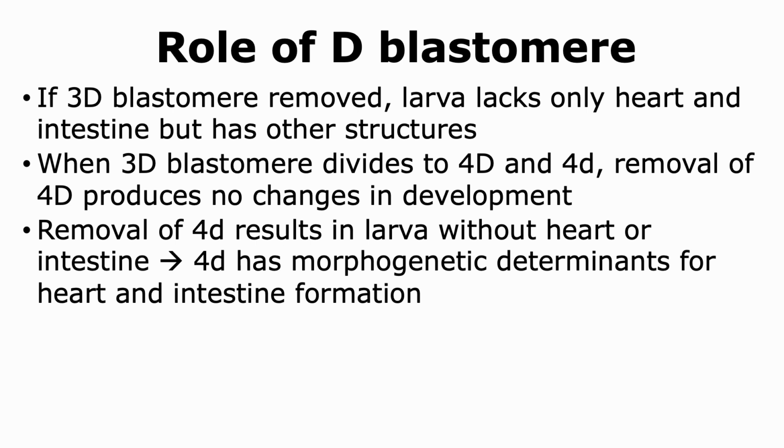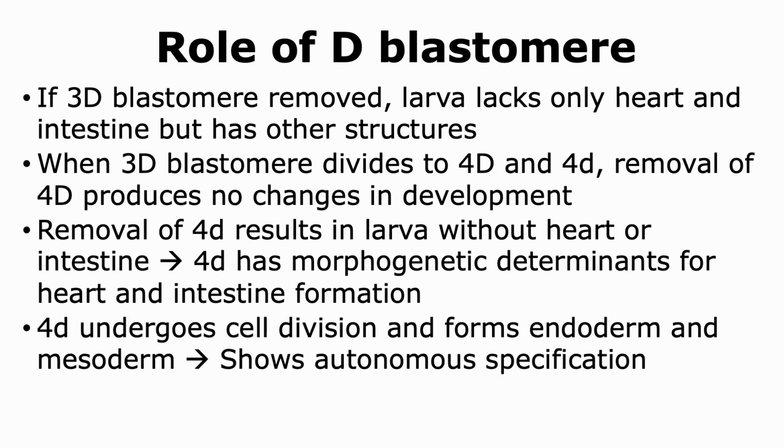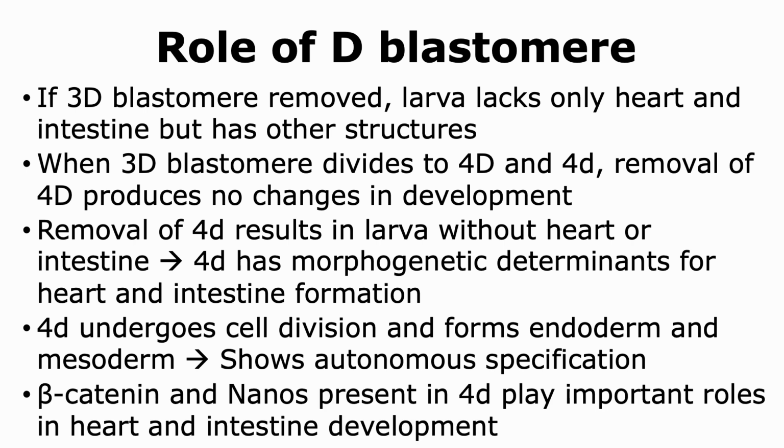This shows that the small 4d blastomere has morphogenetic determinants that are required for the formation of the heart and the intestines. The small 4d micromere is able to undergo cell division to form cells that will form the endoderm and the mesoderm, and hence it shows autonomous specification. It is known that beta-catenin and nanos are present in small 4d, and they play important roles in the formation of the heart and intestines.